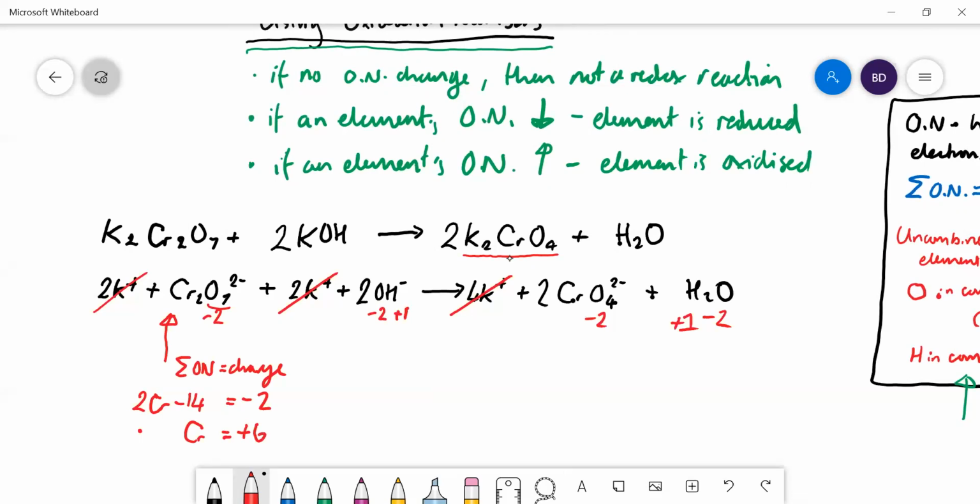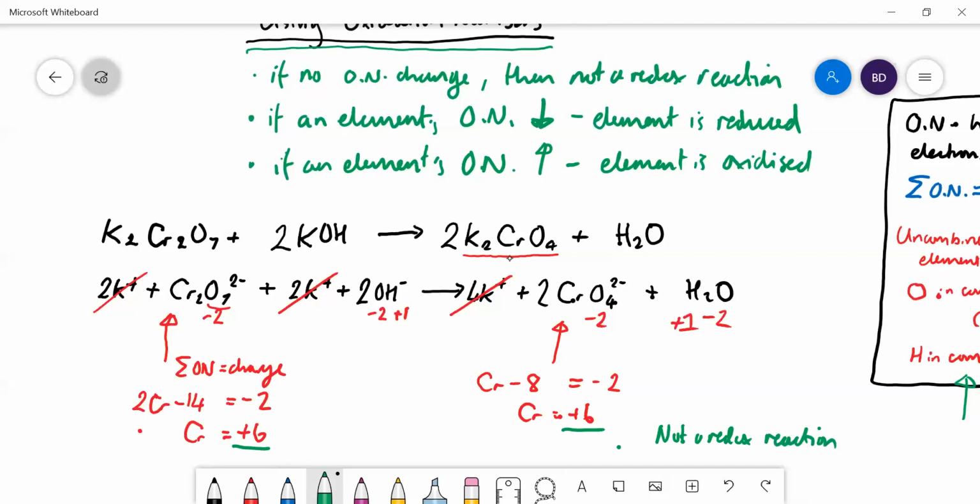Right, let's have a look at the oxidation number of chromium in this chromate ion. Again, the charge on the species is -2. We've got 1 chromium and 4 oxygens, so that's -8. So chromium is equal to +6. So you can see the +6 remains +6. The chromium hasn't been oxidized or reduced, and so that reaction is not a redox reaction. It would be pretty hard to tell that without using oxidation numbers. Okay, so I think we'll do more examples of that later, but we'll leave that there for now.